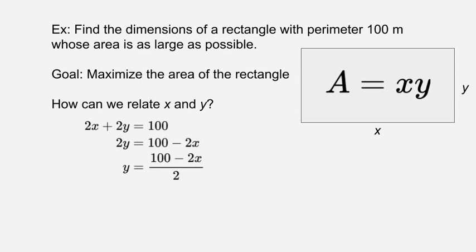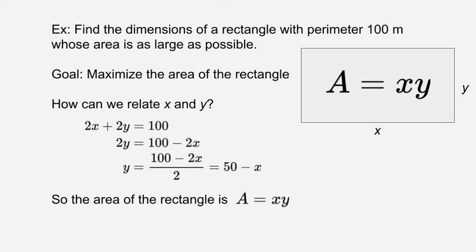And from there, we have a nice equation that we can solve for either x or y. I'm going to choose to solve for y, and when I do that, I'm going to get that y is equal to (100 minus 2x) all divided by 2. And I can simplify that into 50 minus x. And so y is 50 minus x. And so if I look back at the area of this rectangle, the area is x times y, but now I know what y is in terms of x.